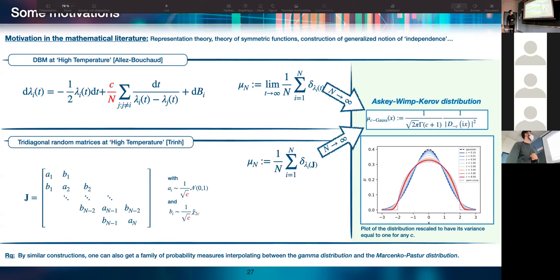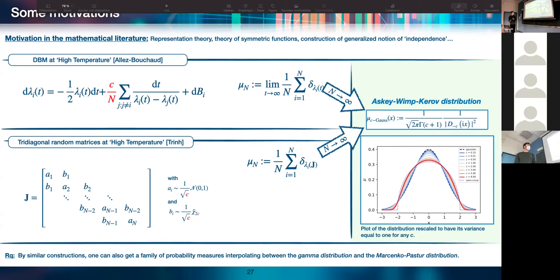And similarly, there are other constructions. So for example, you can take a look at tridiagonal random matrices. That's a construction by Edelman, where there is a parameter beta. But now if you scale beta as C over N, then you have a similar construction where the exact same distribution appears, and it is the interpolation between the Gaussian and the semicircle distribution.